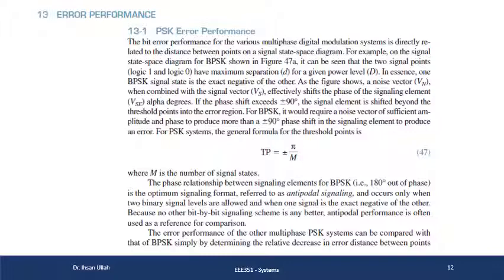PSK error performance, if you analyze the bit error rate performance, you will see in general terms that it is directly related to the distance between points on a signal state space diagram. The constellation diagram you draw, the distance between the points directly affects the bit error rate. The closer they are, the smaller your margin of error will be.